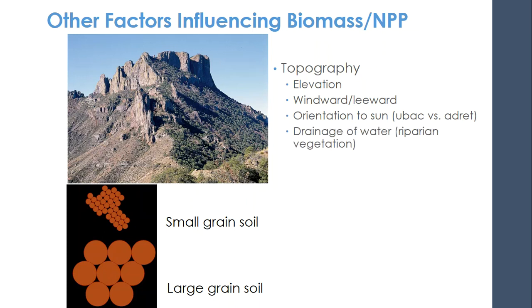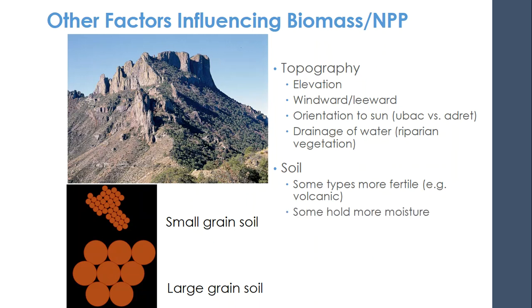The drainage of water. So where is the surface water flowing? Where is it winding up? Riparian vegetation is vegetation that occurs within river valleys, and more water is ending up there than at other places in the drainage basin. So you're going to have more vegetation in riparian corridors. And the other thing is the soil. Some types of soil are more fertile than others. Volcanic soil is very, very fertile. The Hawaiian Islands are made up of volcanic soil, and if you're on that windward side of the mountain where you're getting a lot of rain, you're going to have some pretty lush vegetation there.